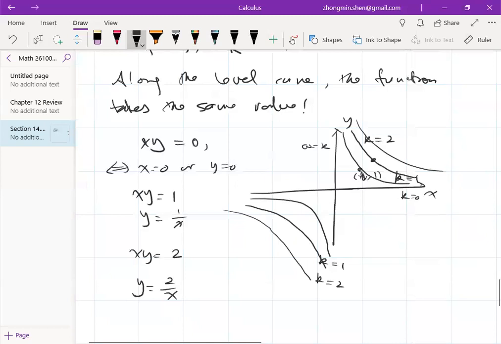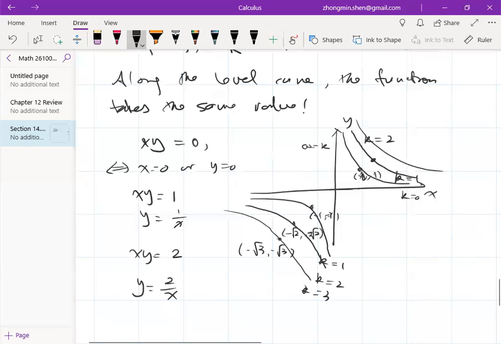When k equals 1, it passes through -1, -1. When k equals 2, it passes through negative square root 2, negative square root 2, because the product will be 2. And when k equals 3, it passes through negative square root 3, negative square root 3. So it's getting farther away.